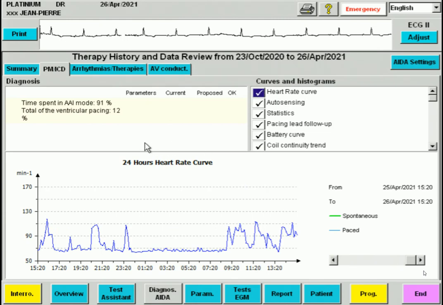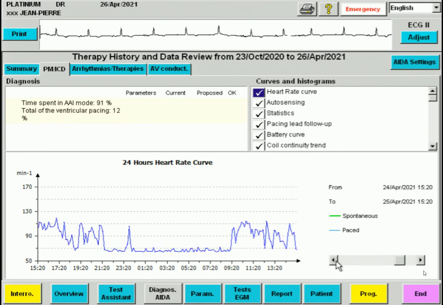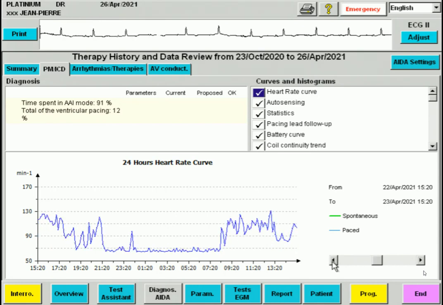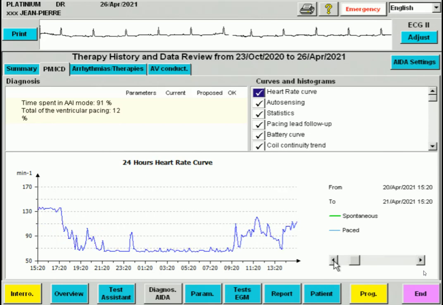Here, we see the 24 hours heart rate curve. We can see that the patient is primarily paced. The blue curve indicates pacing in the atrium, regardless of pacing or sensing in the ventricle. Using the scroll bar here, we have access to the 7 preceding days. Here, 1 day before interrogation, here heart rate from 2 days before, and at 3, 4, 5, 6, 7.